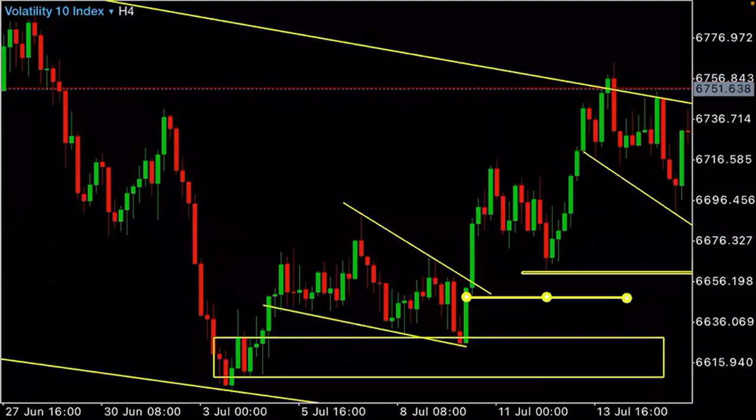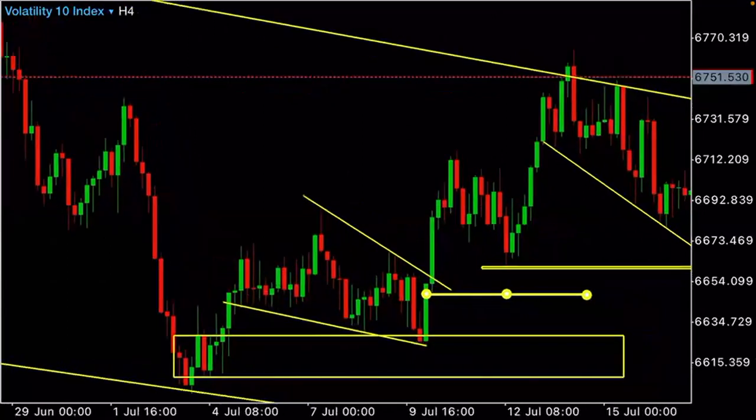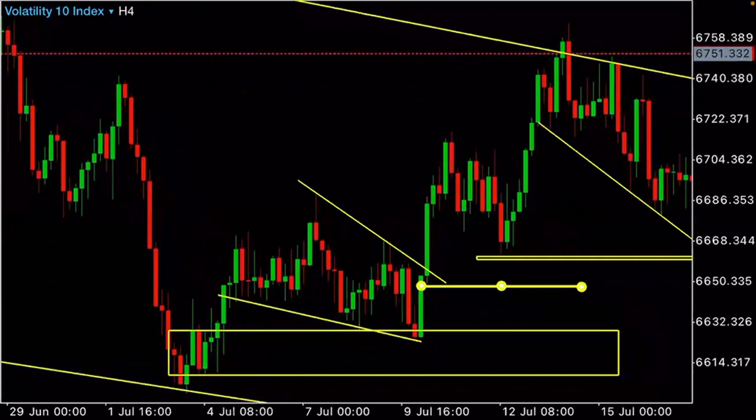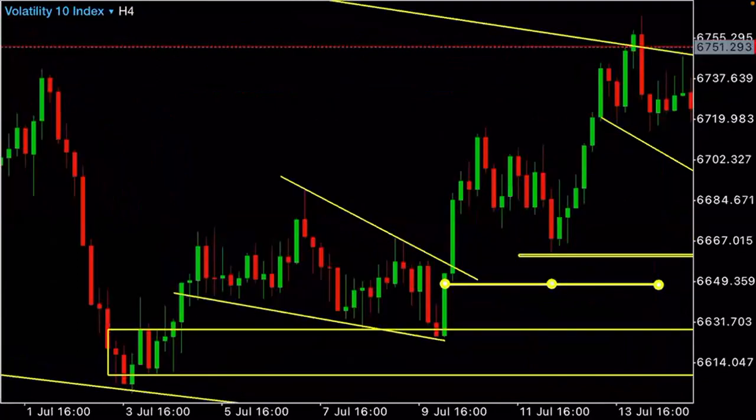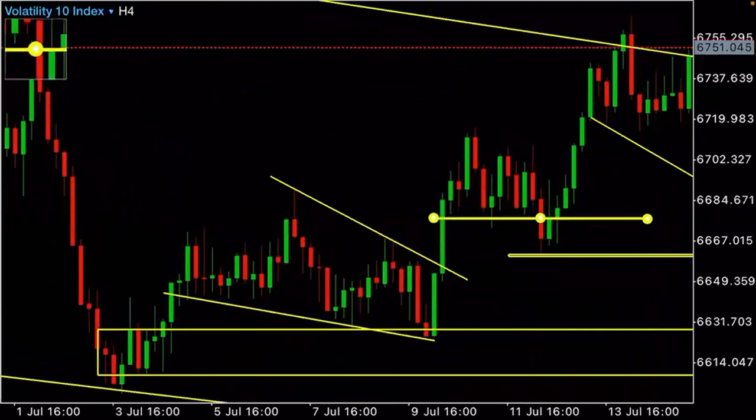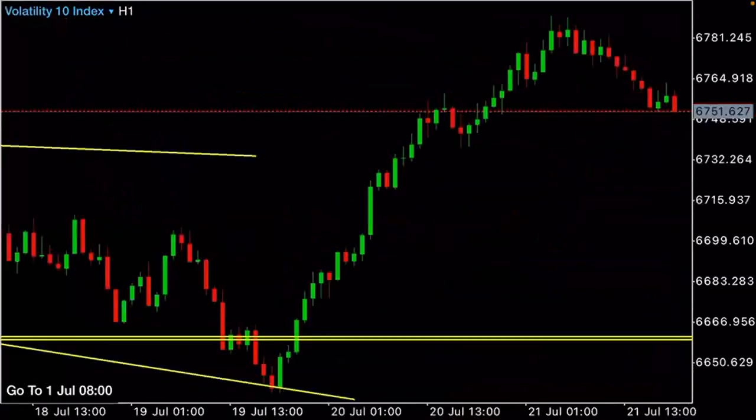Don't risk your money on things like that. Wait for a proper setup, because these patterns always repeat themselves over and over again, right? So that one we can take. This continuation pattern, we can take it. Let's go on a smaller time frame and see what we are having.